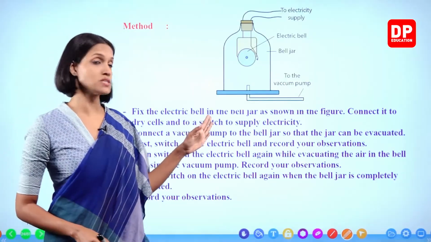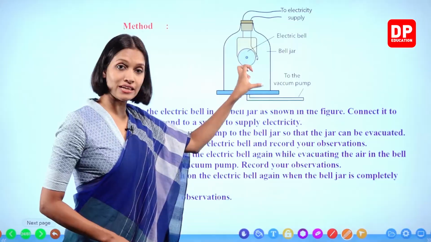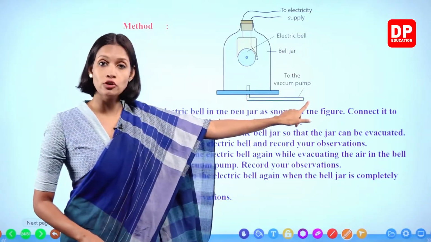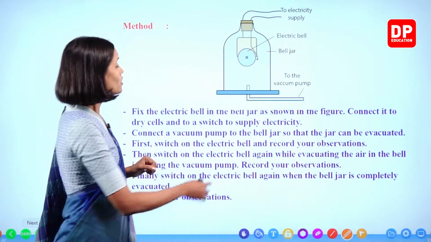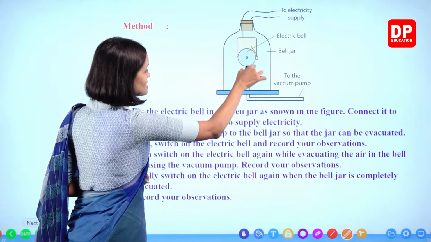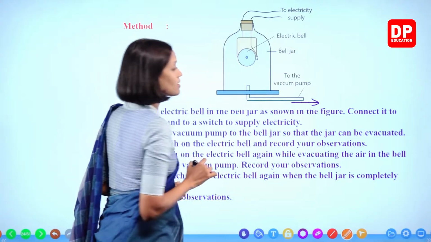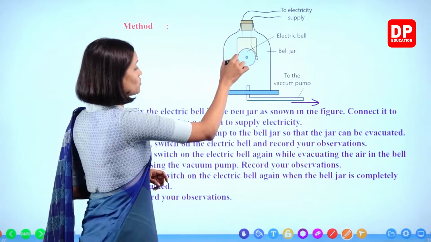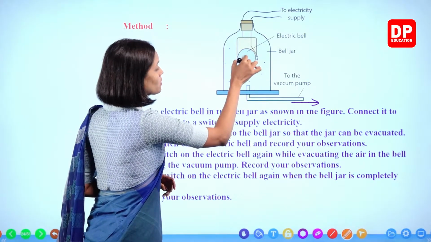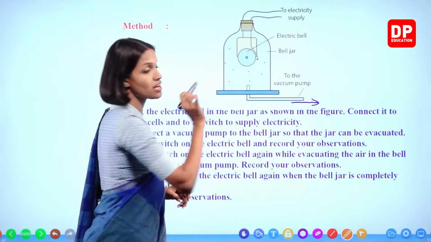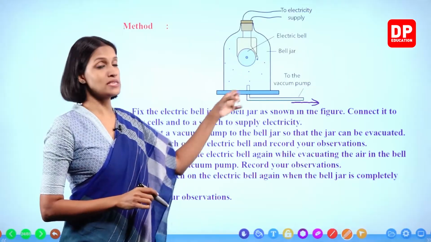Record your observations. Now what you have to do is, while the bell is still ringing, you have to turn on the vacuum pump. So as I told you all, when you turn on the vacuum pump, all the air particles inside the bell jar will be sent out. Right? Now even though we can't see, the bell jar is filled with air. Then what happens? All the air particles will be sent out. Okay? So you have to check what happens then.